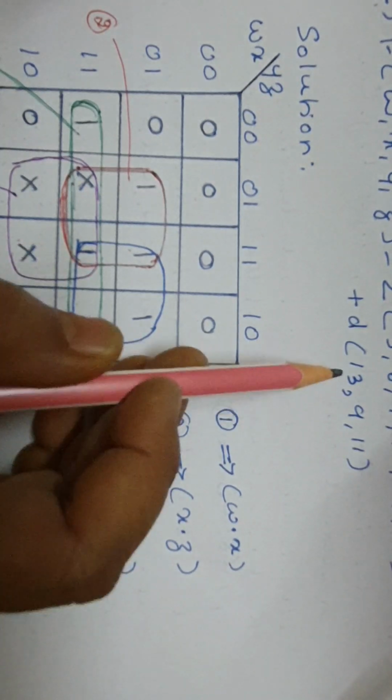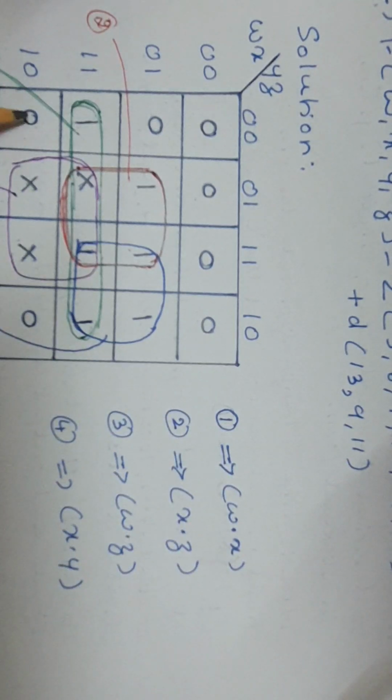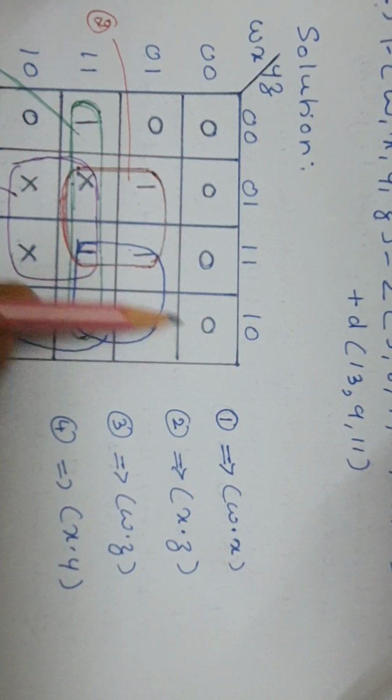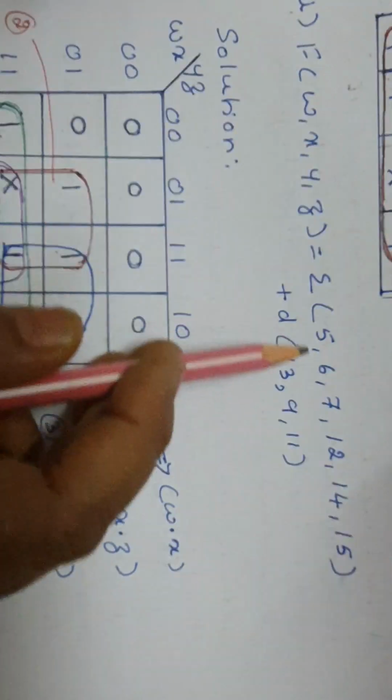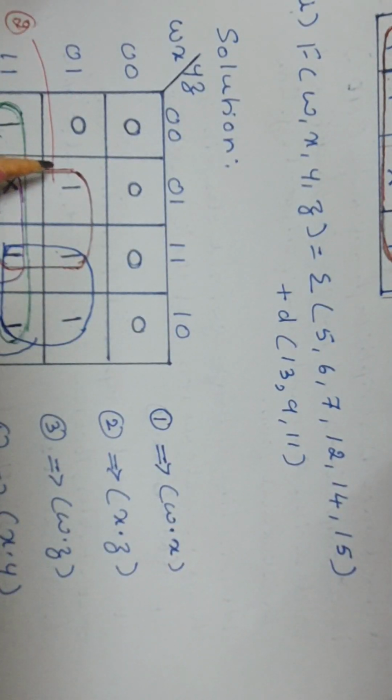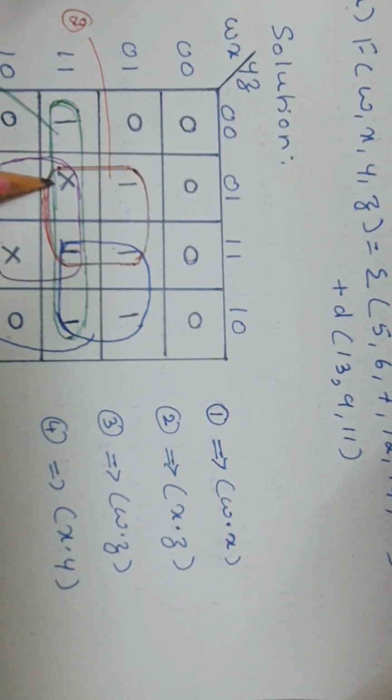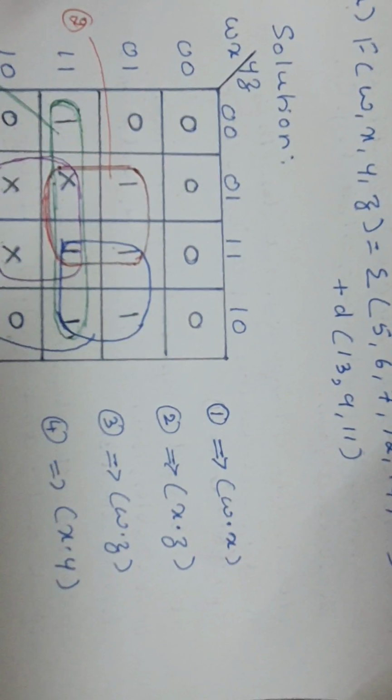Then don't care conditions 13, 9, 11. So this is 8, this is 9. So 9 is don't care, cross mark. 10, 11 is don't care, cross mark. So 12, 13 is don't care. So that is present, hence cross mark. In all remaining places, 0 is filled. Whichever minterms are present, there we fill ones. Wherever don't cares are present, we fill cross, and remaining places 0.